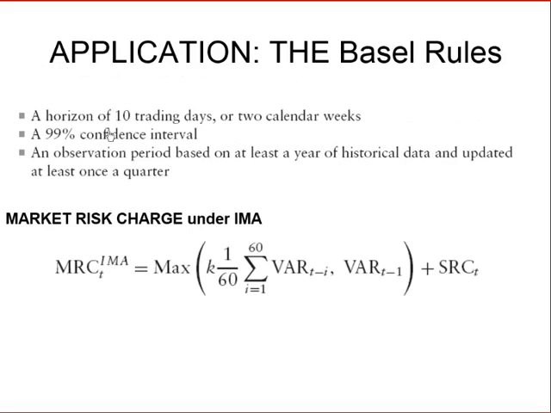So a horizon of 10 trading days or 2 calendar weeks, so in 2 weeks there are 10 trading days, is what is generally used for the VAR calculation. So remember, the VAR calculation has 2 basic inputs, or VAR is defined with the definition of a time horizon and confidence level. So what Basel II mandates is that the time horizon should be 10 trading days and the confidence level should be 99%. Observation period based on at least a year of historical data and updated at least once a quarter is required to be used in your risk models. So these are some quantitative requirements that you need to have before you can use the internal models approach.